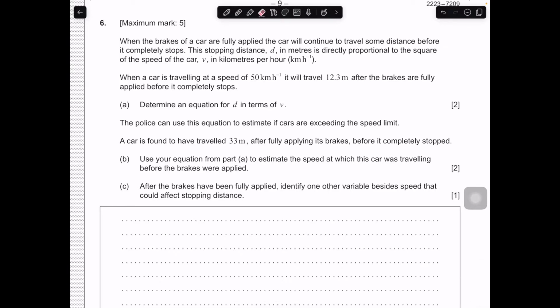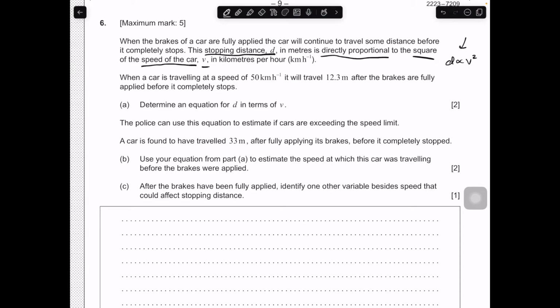When the brakes of a car are fully applied, the car will continue to travel some distance before it completely stops. The stopping distance d in meters is directly proportional, this is important, directly proportional to the square of the speed of the car v. So stopping distance d is directly proportional to the speed of the car v in kilometers per hour. So stopping distance is directly proportional to the square of the speed of the car. We'll unpack this a little more in a sec.